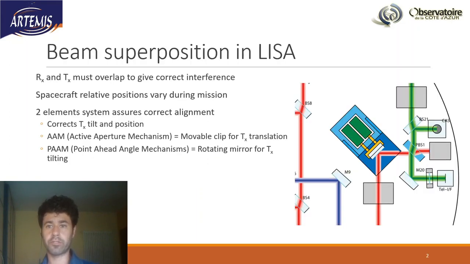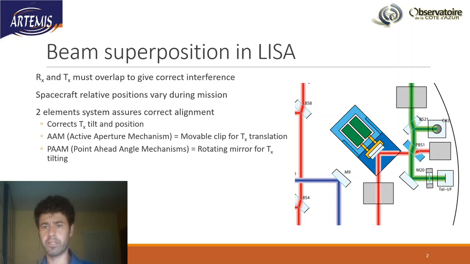To have the correct superimposition of the RX and TX beam on LISA is a difficult task, made even more difficult by the distance between the two spacecraft and the fact that they will move their relative position during its orbit. So it was foreseen on LISA a two-element mechanism to adjust the position of the TX beam.